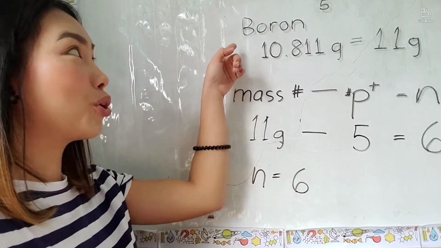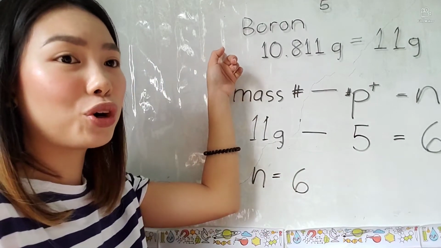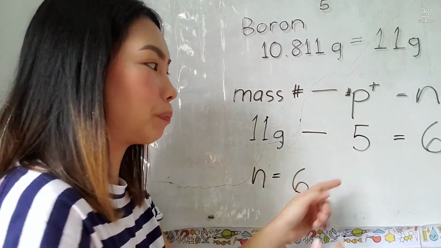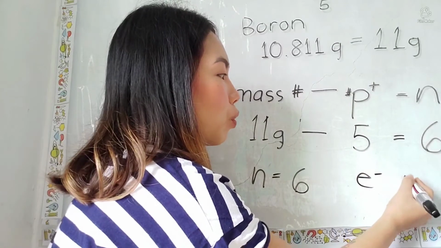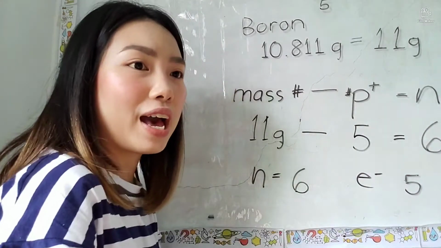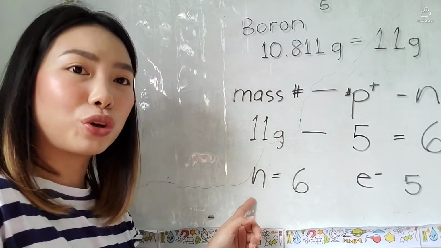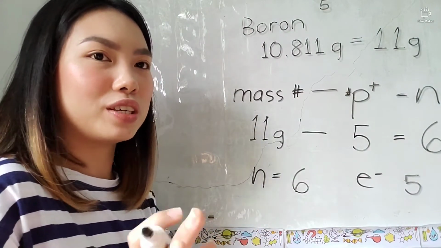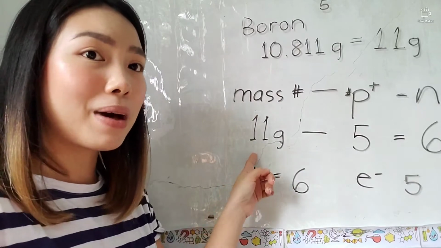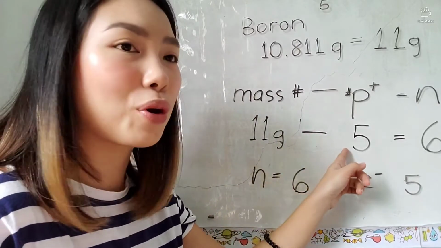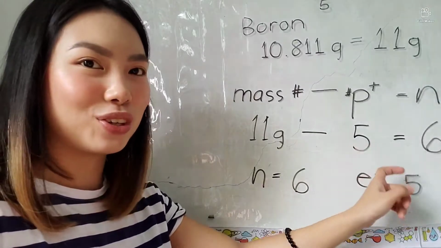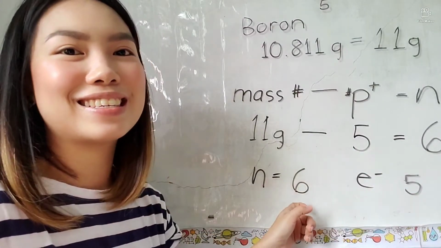So, yung boron natin, the element boron has a proton of 5, an electron of also 5, and neutron of 6. Again, paano natin nakuha yung value na 6? We subtract the mass number with the number of proton, and that gives you the answer for the neutron, which is 6.